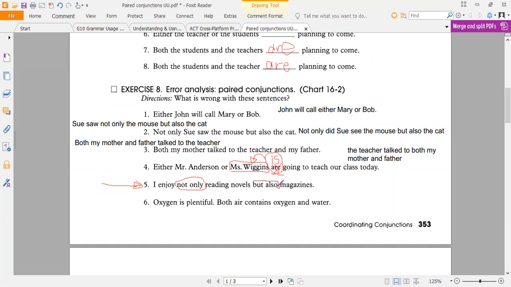Let's put it into squares. Let's take a look at the elements between them. That's the first element, element number 1. And that's the second element, element number 2. Are they parallel? Reading novels, this is a gerund. Okay, magazines, is this a gerund? You can either say I enjoy not only reading novels, but also reading magazines. So you need to add reading here, to make it parallel.